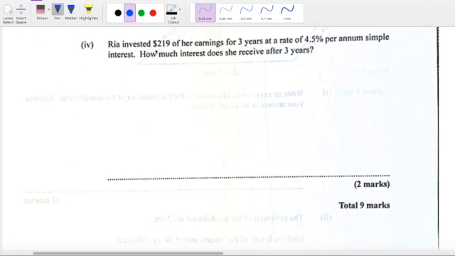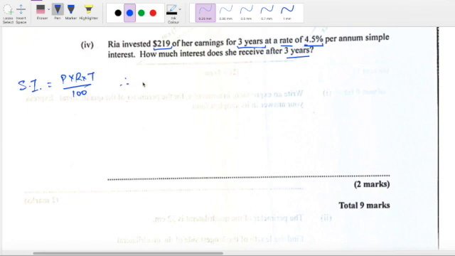So Ria invested $219 of her earnings for 3 years. Ooh, I smell simple interest coming on, at a rate of 4.5% per annum, simple interest. How much interest does she receive after 3 years? Well, I only know one thing about simple interest, really, and that is principal by rate by time over 100.